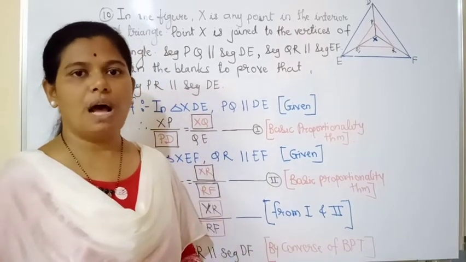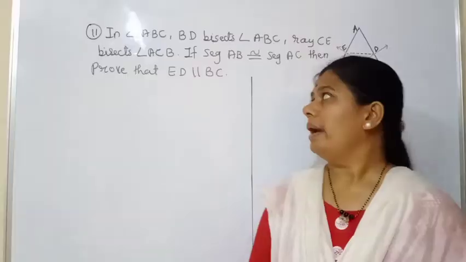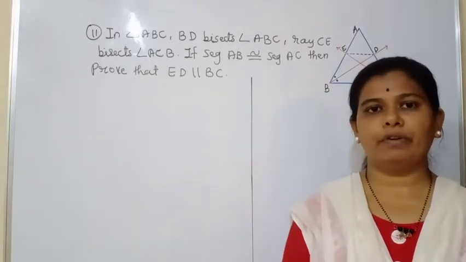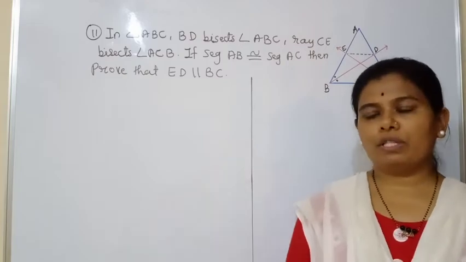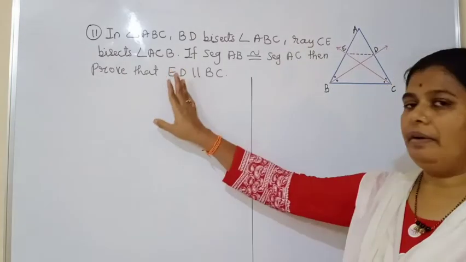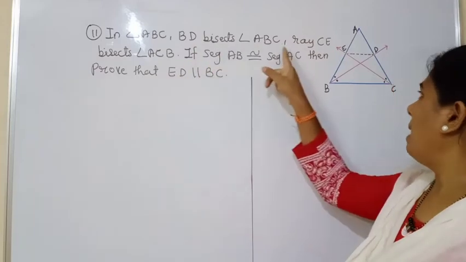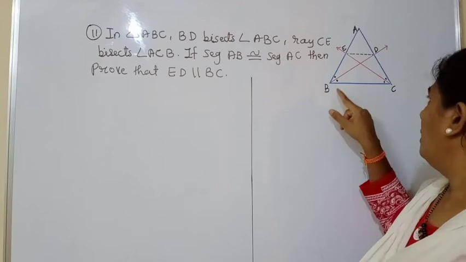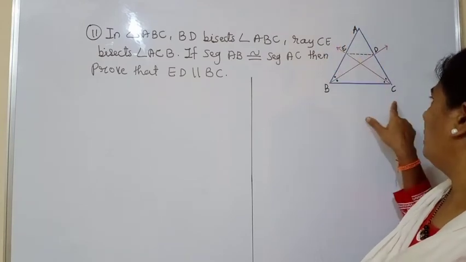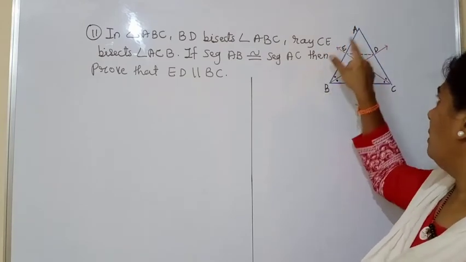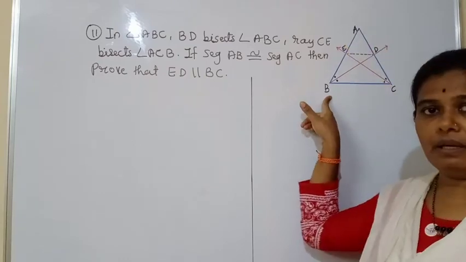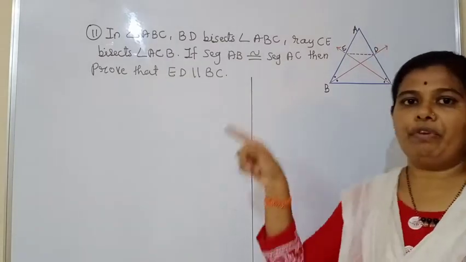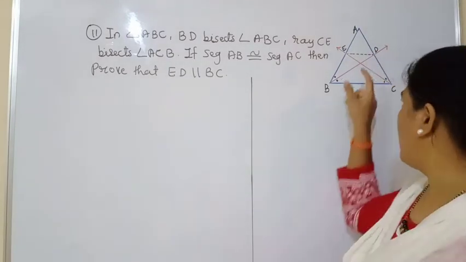Now we will go towards the last question of this exercise. Example number 11. This is the last sum of this practice set 1.2. Now we will see what is given in the question. In triangle ABC, BD bisects angle ABC. As we can see here in triangle ABC, ray BD is the bisector of angle ABC. Then CE is the bisector of angle ACB. Then if AB is congruent to AC, we have to prove that ED is parallel to BC.